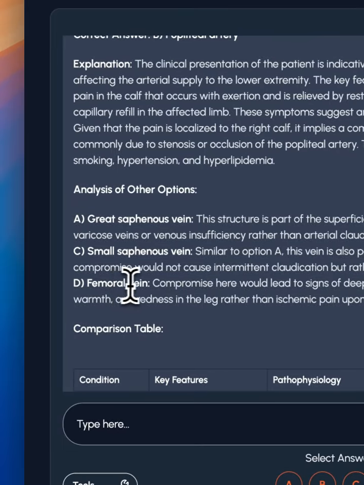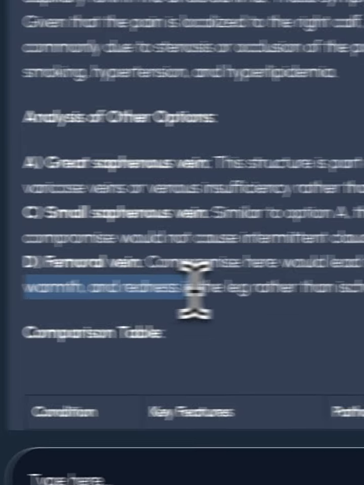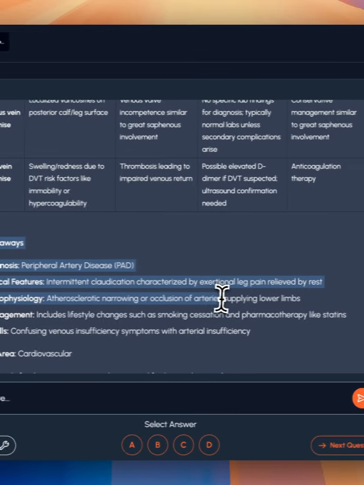Similarly, for the femoral vein, we would see a DVT or deep vein thrombosis, swelling, warmth, and redness in the leg rather than ischemic pain upon exertion. Here are the key takeaways for PAD that we can go over.